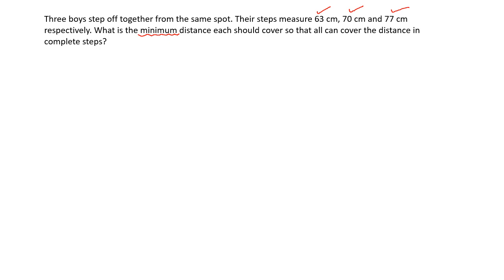So are you to find LCM or are you to find HCF? The word minimum. HCF is highest. High means great, big, maximum. All those things will go for high. For small, minimum, shortest, all those things it is least. Isn't it? So minimum distance means you are supposed to find the LCM of all these numbers. So the question is for LCM of 63, 70, 77.